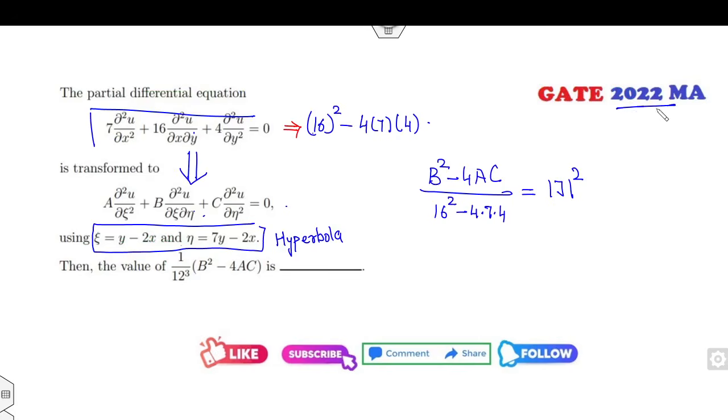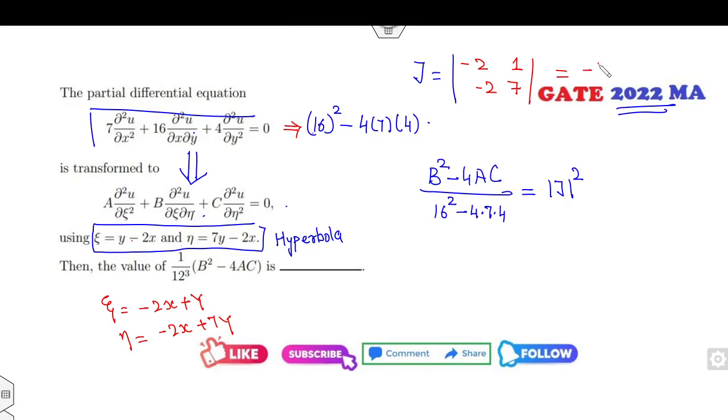And you can see this is the GATE 2022 examination. Now how can you find the Jacobian? This is my equation. Xi is minus 2x minus y, eta is minus 2x plus 7y. What is the Jacobian? Minus 2, 1, and minus 2, 7. What is the determinant? Minus 14 plus 2, that is minus 12 square.